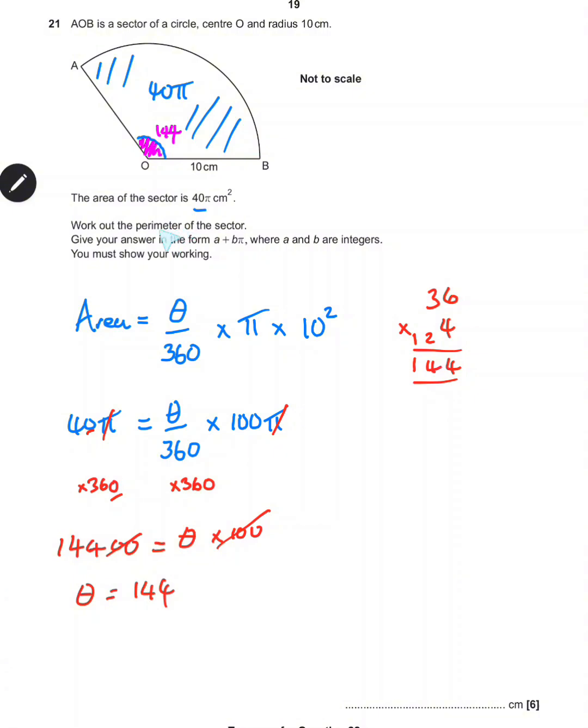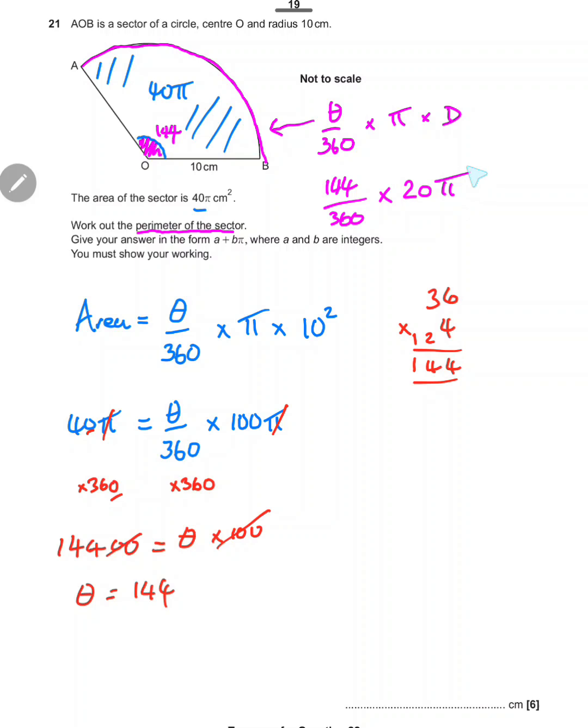And what we're actually looking to do is work out the perimeter of the sector. So I want all the outside edge. So we'll start with arc length first. And arc length is theta out of 360, same as for area, but multiplied by pi, multiplied by diameter this time. It's a proportion of the full circumference. So what we end up with is 144 out of 360 times the diameter would be 20. So we're left with 20 pi.